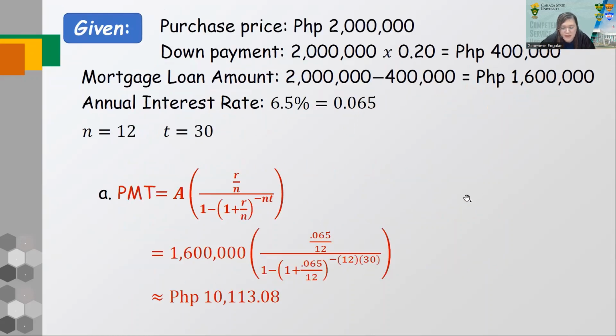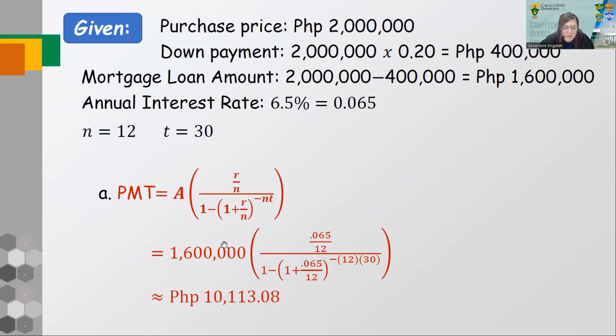So, i-compute. Okay, so, class, ang atong A, mao na siya itong loan, no? Mortgage loan amount. Okay, since 2 million man ang balay, minus sa down payment nga 400,000. Okay, imong utang na lang is 1.6 million. Ang atong annual interest rate is 6.5% or 0.065. So, ang N, mao ni siya ang pila ka payments kada year. So, 12 man kada year, di ba? So, 12 months kada year. Tapos, pila ka years, mao na siya itong T, which is 30.